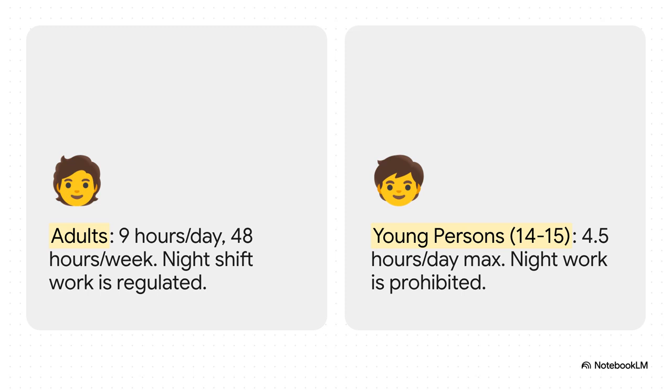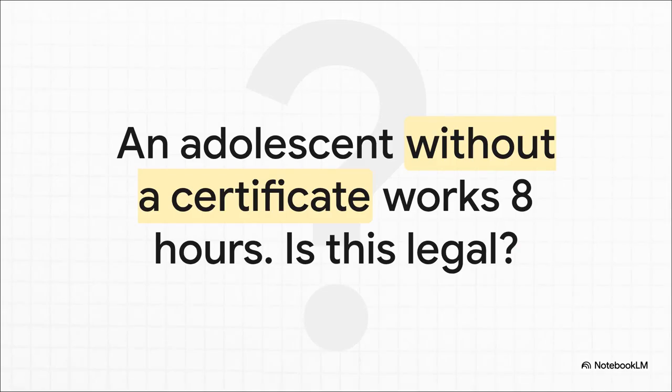No exceptions. Okay, pop quiz time. This is exactly the kind of tricky question they love to ask. So, is this okay? The answer is a hard no, and here's why. Under Section 70, if an adolescent, remember that's 15 to 18, doesn't have that certificate of fitness, they are legally treated as a child for everything in this act. That means their work is capped at 4.5 hours a day. So 8 hours is a major violation.